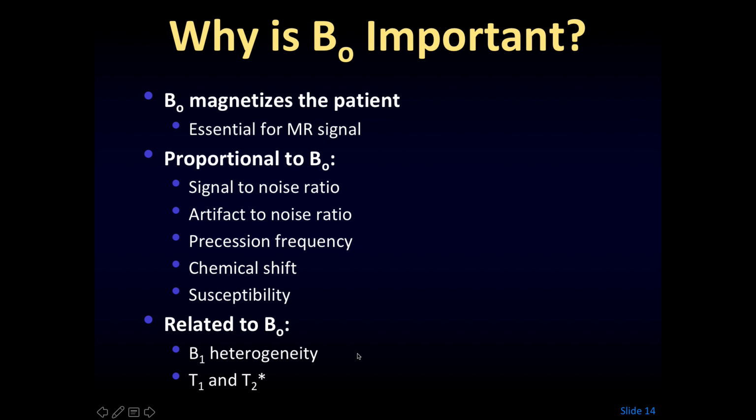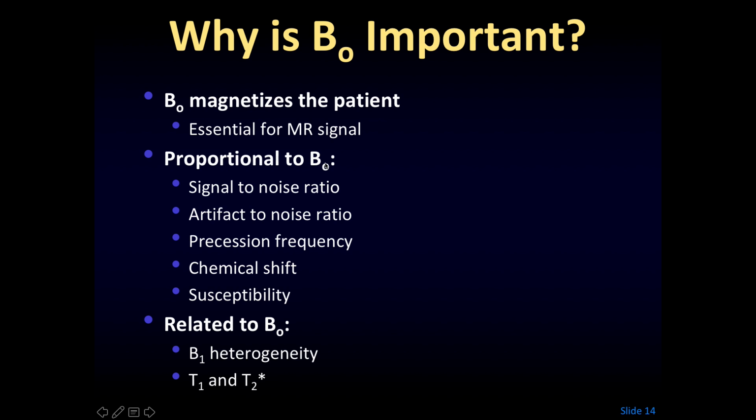Okay. Now, why is B0 important? Why is this magnetic field important? Because this magnetic field actually magnetizes the patient. You put a patient in the magnet, they become a weak magnet. And all of the MR signal comes from the magnetization we impart onto the patient.